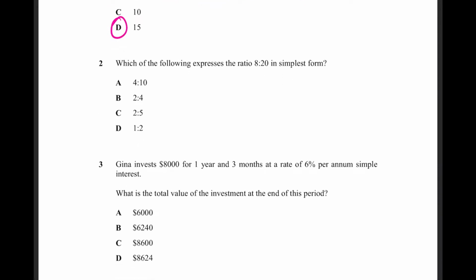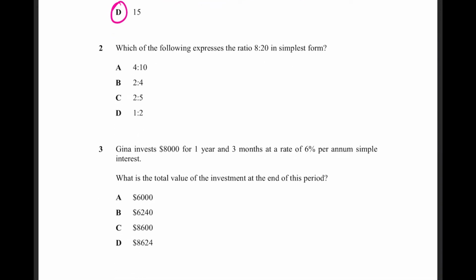Which of the following expresses the ratio 8 to 20 in simplest form? Quite straightforward. I'm going to have to see what number goes into both 8 and 20, and that is 4. So I'm going to divide both sides by 4, and you get 2 to 5, which is C.